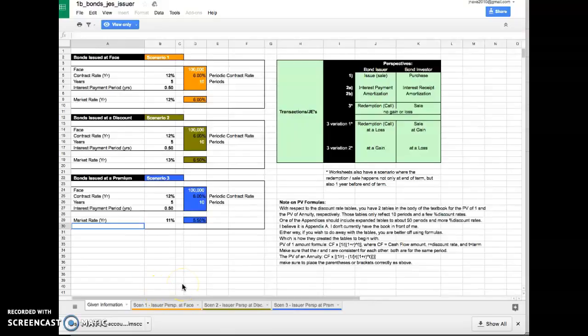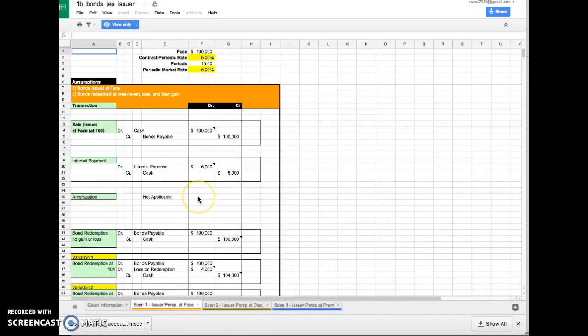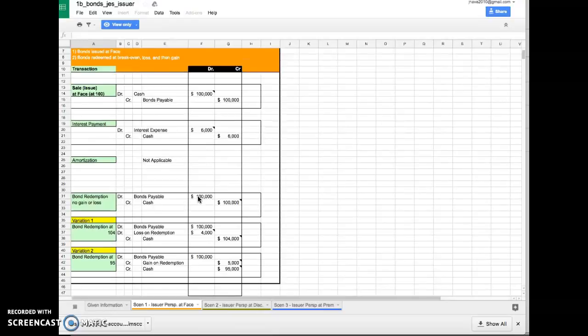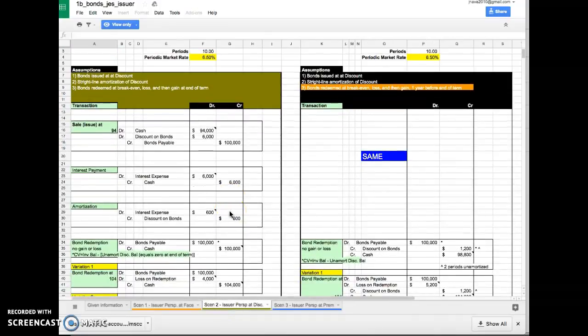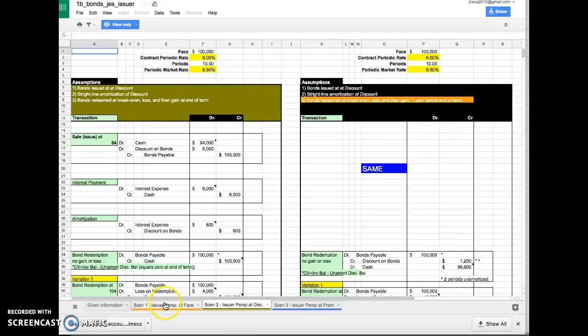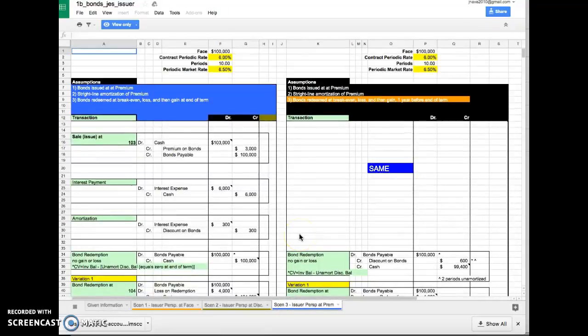Now, with respect to accounting, given these initial sets of given info for each scenario, you have these tabs at the bottom that provide you with the resulting journal entries, and so you can follow this along and review it, and then you can actually ask me questions in the discussion boards if you wish. So the first one here is issuing at face. The second scenario would be issuing at a discount, and the third scenario is issuing at a premium, and you'll see there's obviously some differences. So please study this handout.